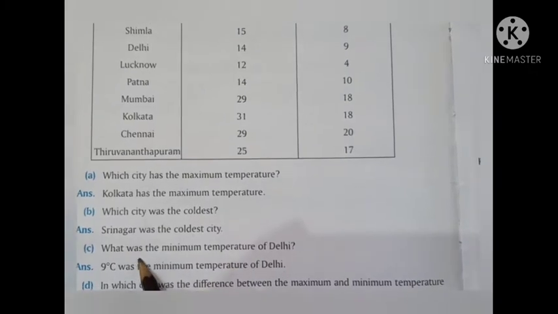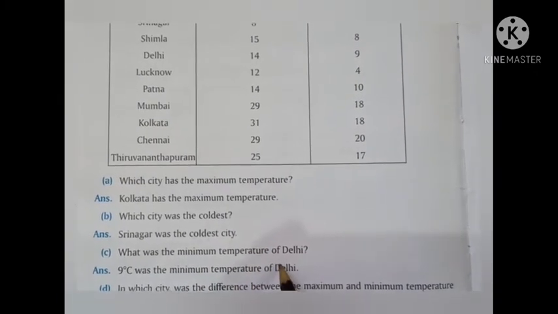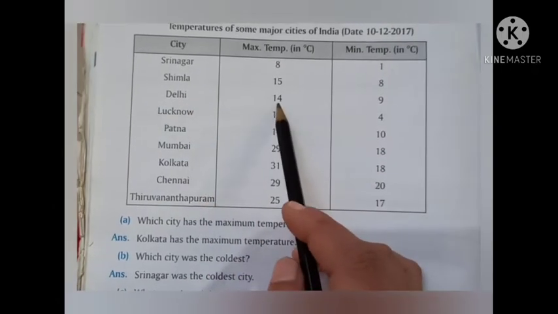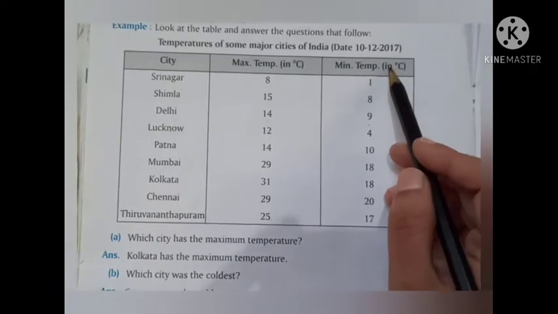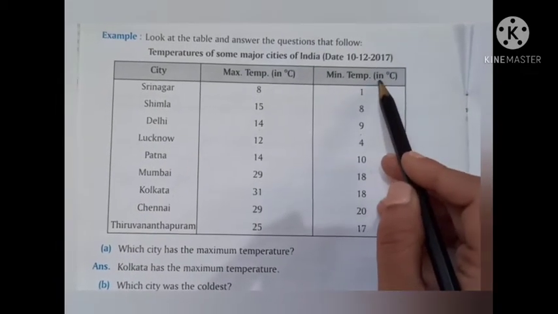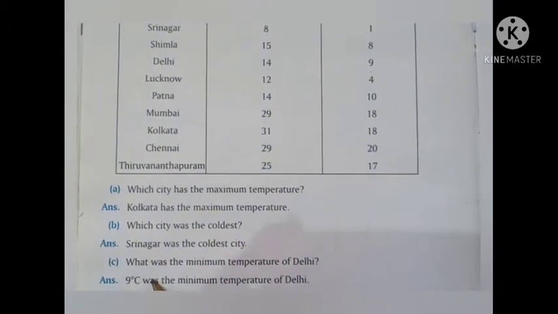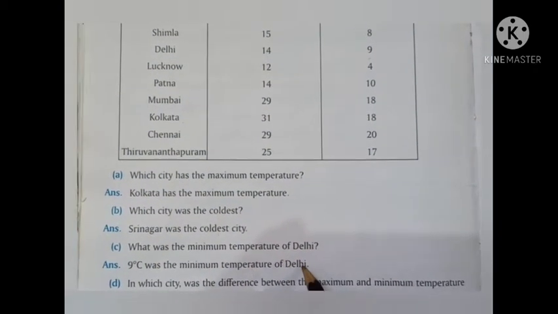The next question is, what was the minimum temperature of Delhi? You go into the column of Delhi. This is maximum and this is minimum. So how much was it? See here, the units are given on the upper side. So you have to write that 9 degrees Celsius was the minimum temperature of Delhi.